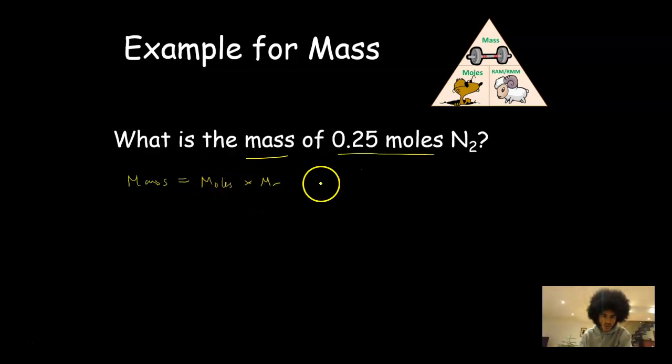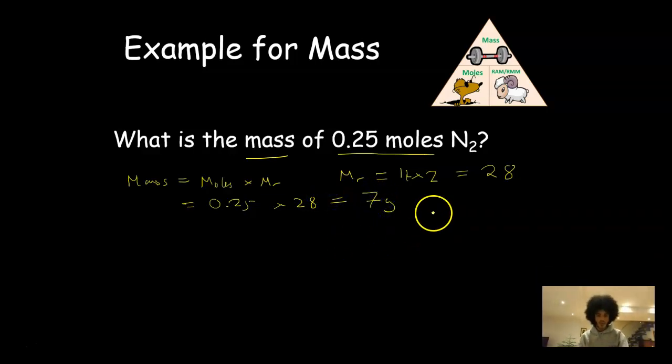Now I know my moles, it's 0.25. I have to work out my MR for nitrogen. Now, if you look at the periodic table, nitrogen has a mass of 14. So therefore, it's going to be 14 times 2, which equals 28. Therefore, to work out the mass, it's 0.25 multiplied by 28, which equals, I think, 7 grams. Okay, and that's how you do it.